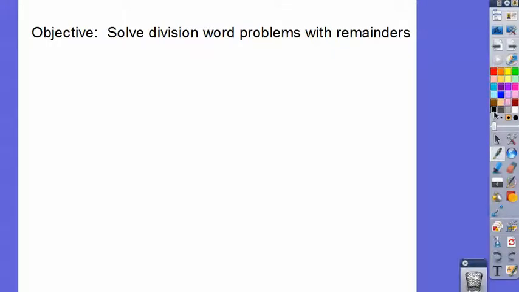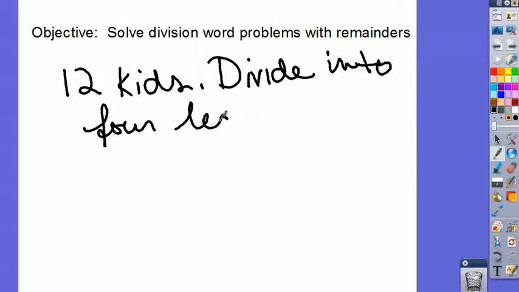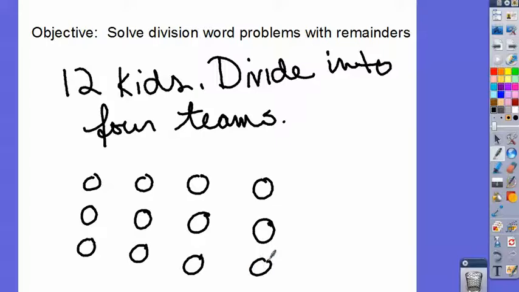Let's say I've got 12 kids. They're all in a PE class, and I need to divide them between 4 teams. Let me write this up there for you. If I wanted to draw a picture of that, first I need to have my 12 kids. So there's 12, and there's 4 teams.